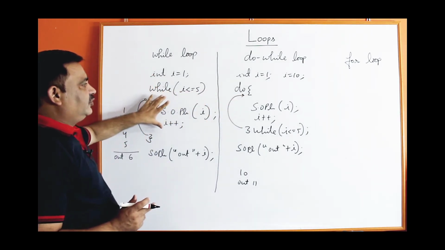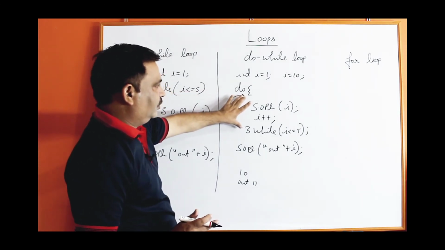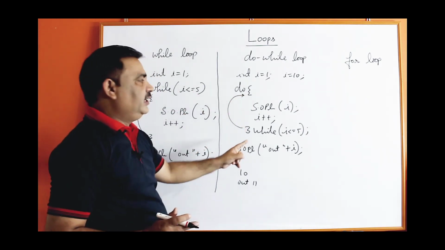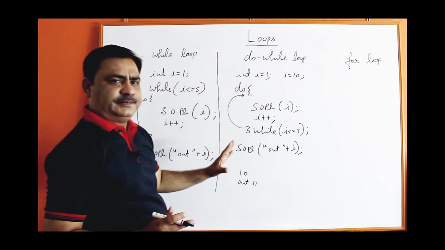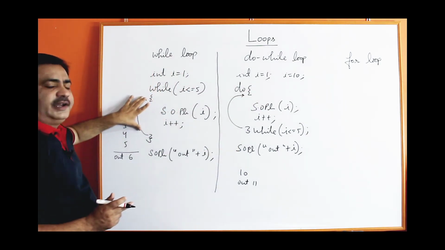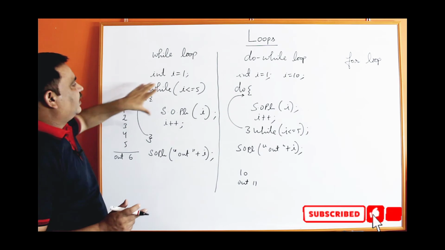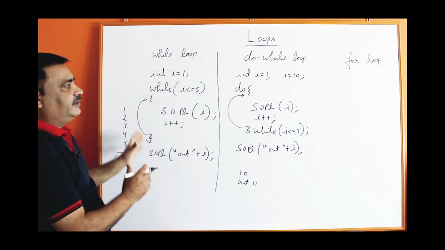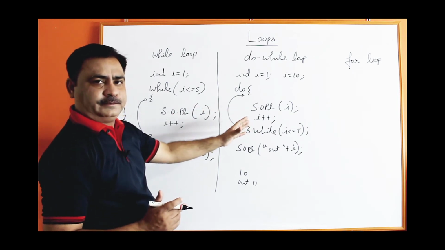While loop was entry control, this is exit control loop. So this loop will execute at least once, even if the condition is false in the beginning. But this loop will not execute if the condition is false in the beginning. This is the difference between while and do while.